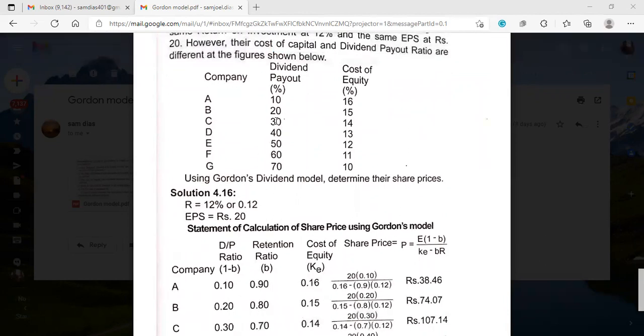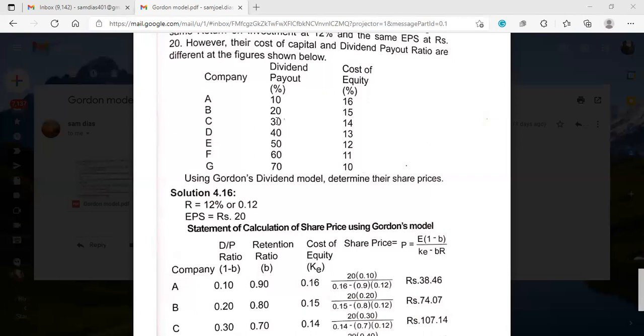So they are different in terms of dividend payout and cost of equity. For company A, dividend payout would be 10%. That means 90% would be the retention ratio, and the cost of equity, KE, would be 16. For company B, dividend payout would be 20%. That means 80% would be the retention ratio, and cost of equity is 15%. For company C, 30% would be the payout ratio and 70% the retention ratio, and cost of equity is 14%. For D, 40% dividend payout, 60% retention, 13% would be the KE.